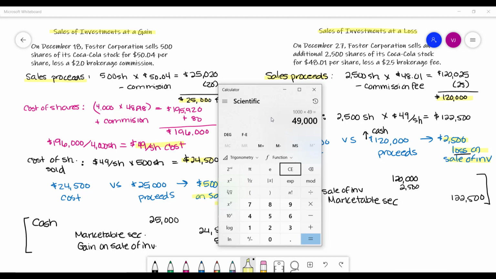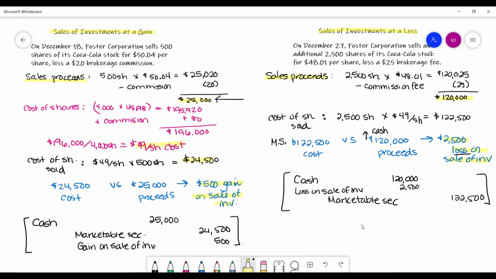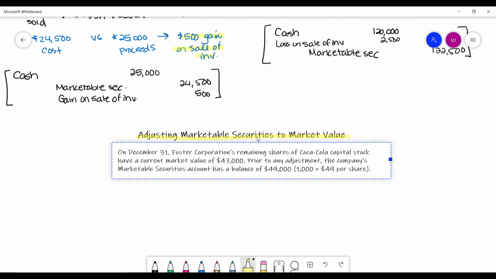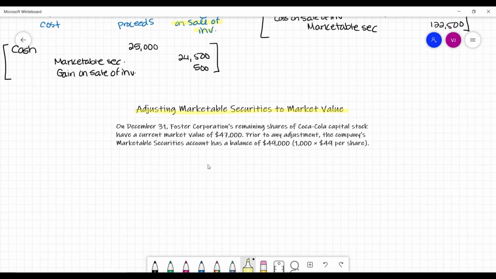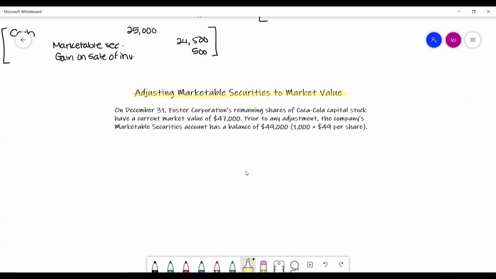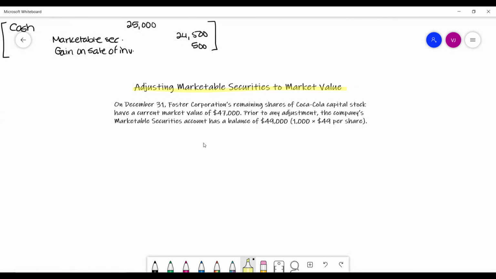But remember, we value marketable securities at current market value. So at the end of each period, according to GAAP, you want to adjust its current balance up or down to match the current market value. So let's take a look here. On December 31st, Foster Corporation's remaining shares of Coca-Cola capital stock have a current market value of $47,000. Prior to any adjustment, the company's marketable securities account had a balance of $49,000.